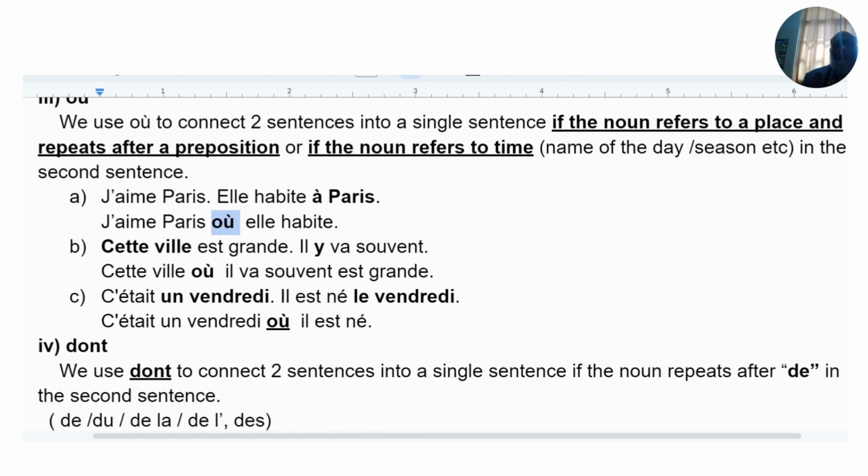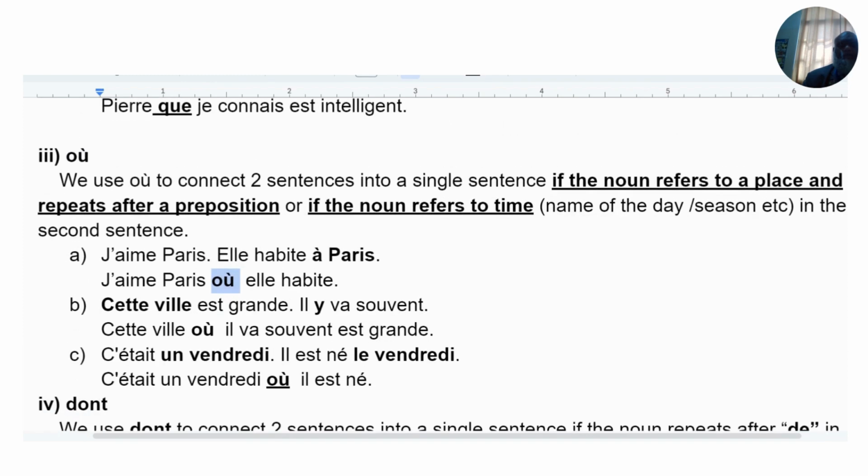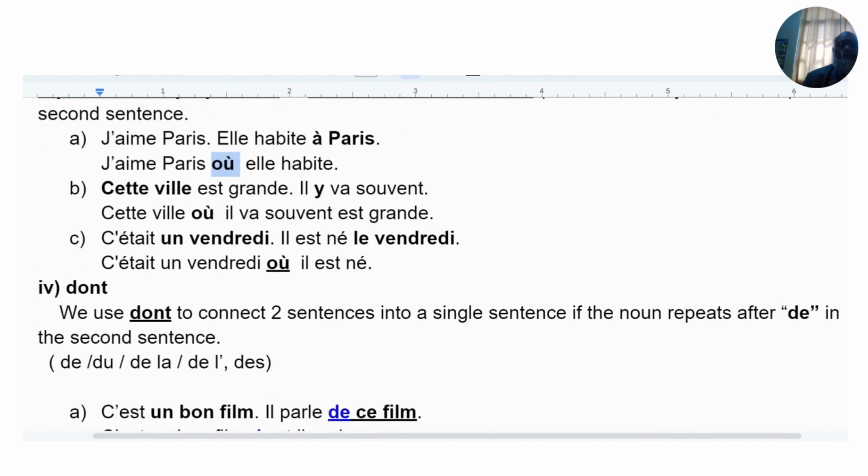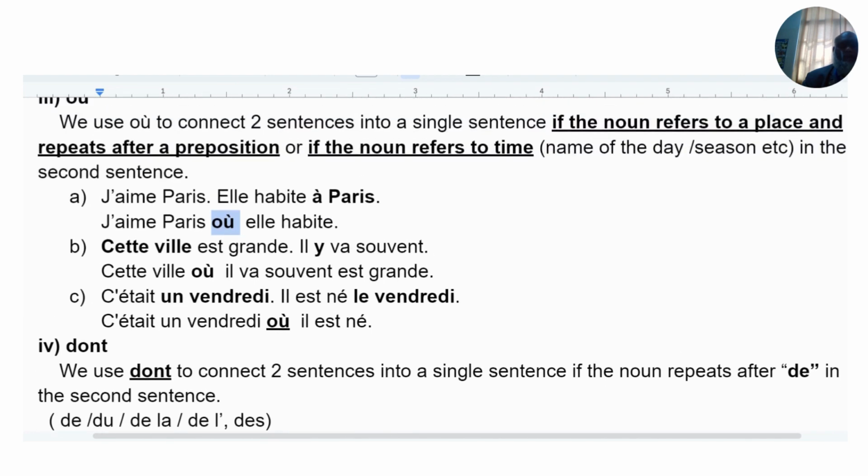Then c'était un vendredi, and also the relative pronoun où deals with time. So, c'était un vendredi, il est né le vendredi. The noun vendredi, which refers to a time, is repeating. So, c'était un vendredi où il est né. So at present, these three relative pronouns are explained. Hope you have understood it.